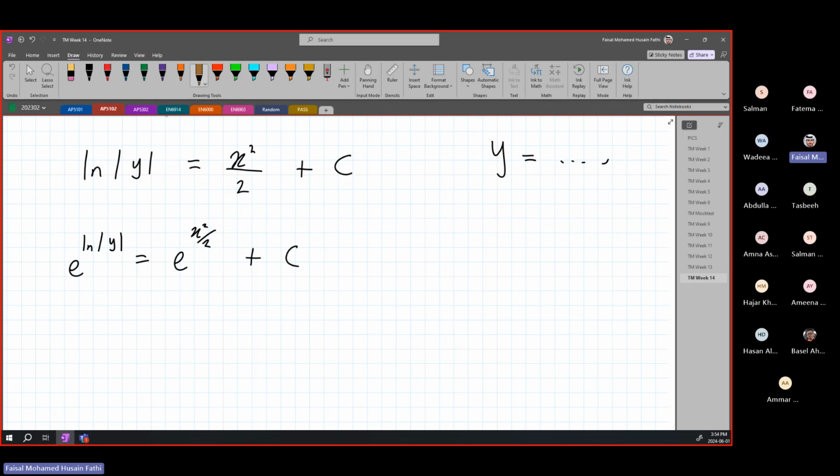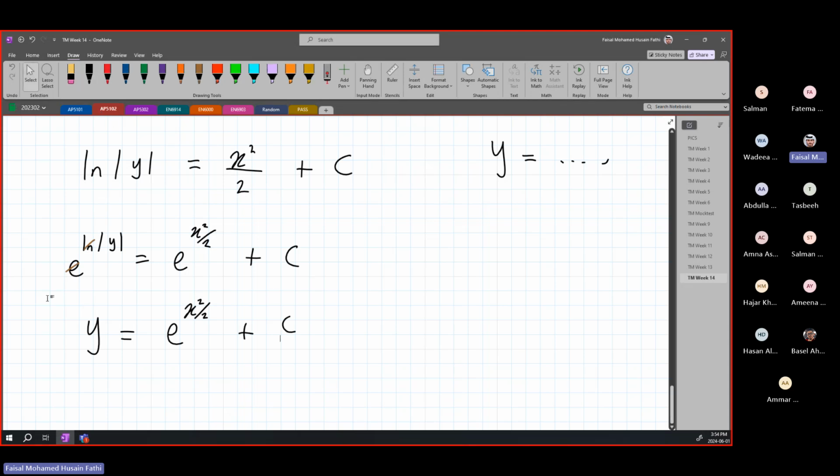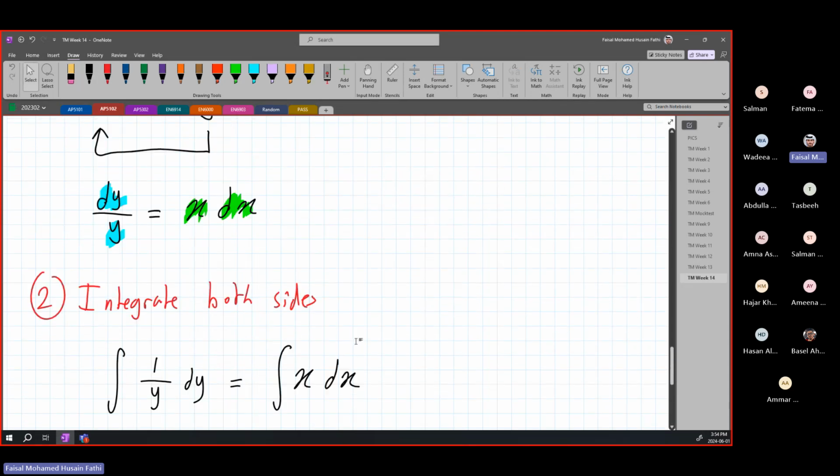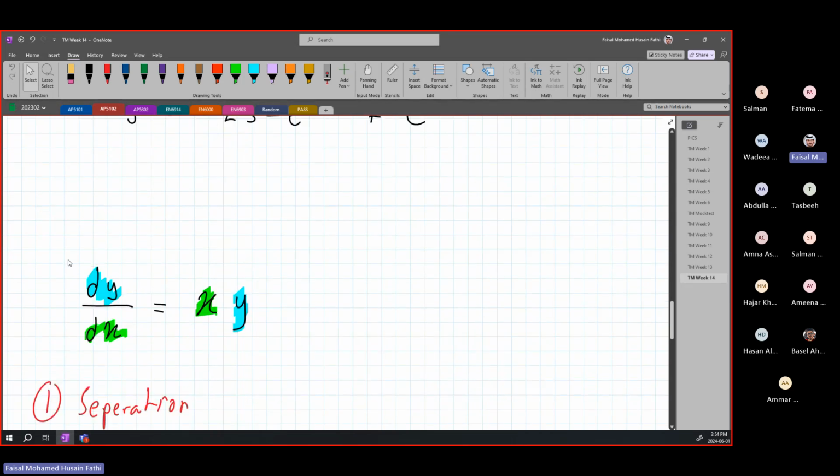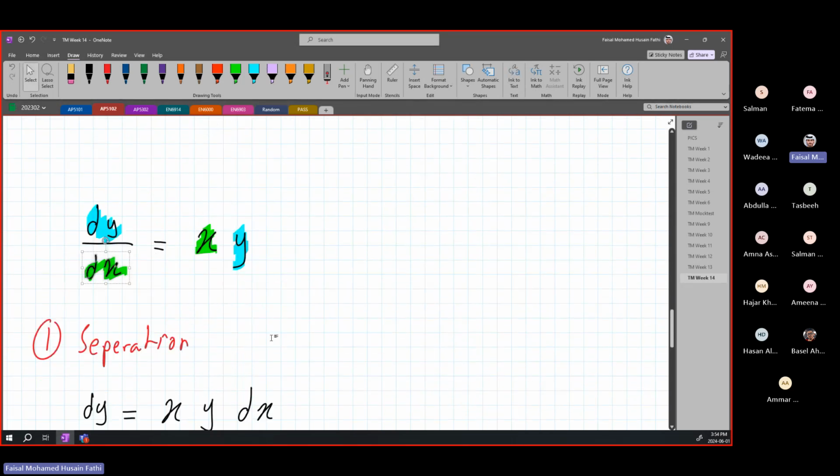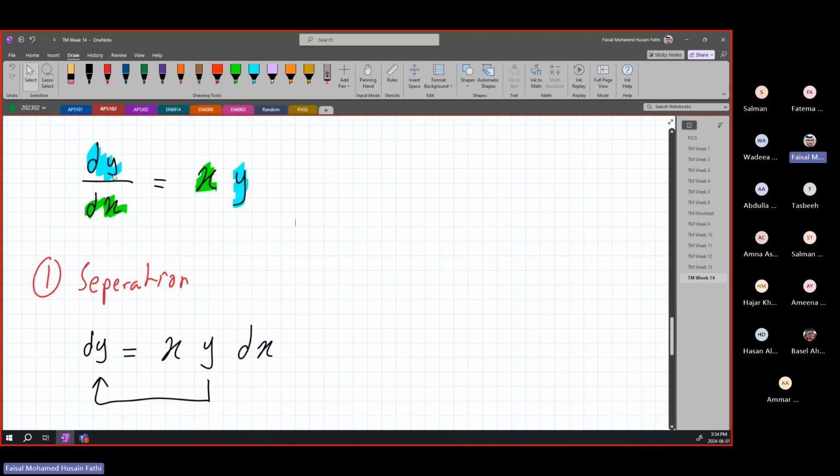The e with the ln will cancel, and what will be remaining is y is equal to e to the power of x squared over 2 plus C. And this is how you are solving a differential equation. Again, I repeat, we will have to separate the variables. Any x's, we will keep with dx. Any y's, we'll keep with dy. Make sure that dy and dx are separated from the very beginning. And then you just solve. Okay?